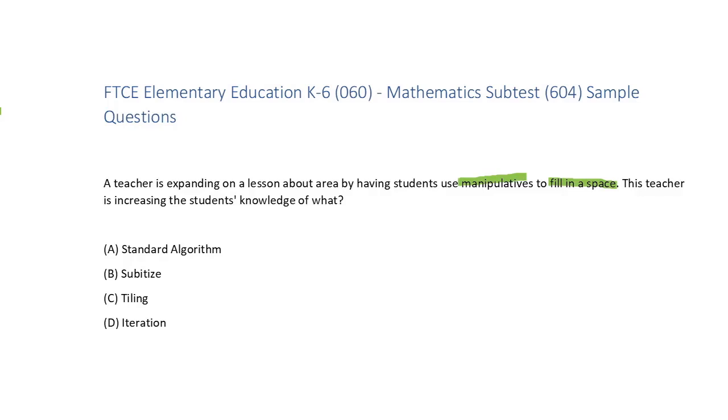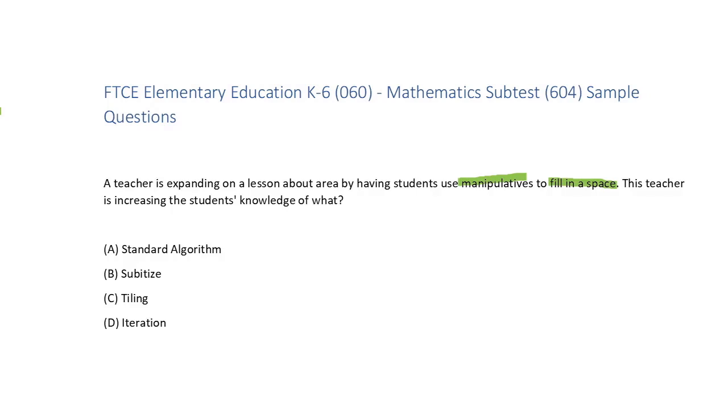The next choice, subitizing. Subitizing is the ability to instantly recognize the number of items in a set without counting them individually. So this would be like showing a child a domino or showing the child a flashcard with dots on it and them automatically recognizing how many numbers are on that shape without counting them. This is definitely not the answer we're looking for either.